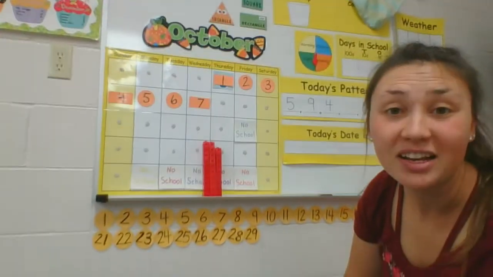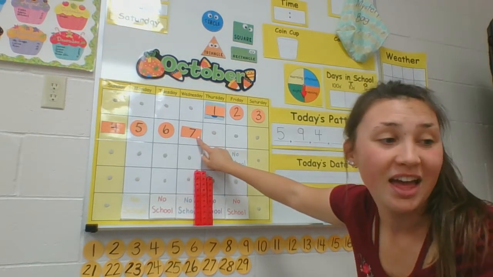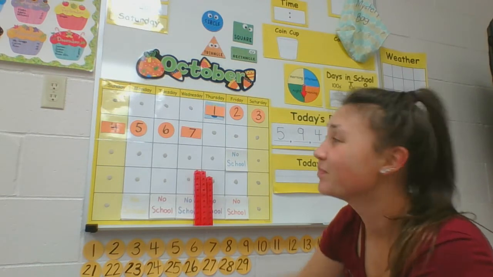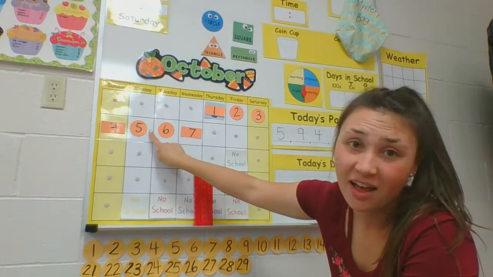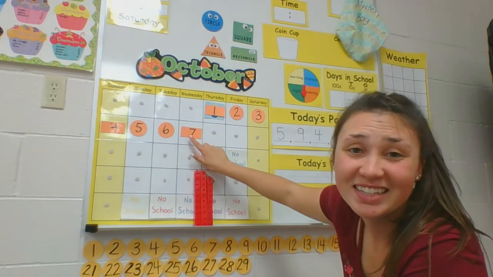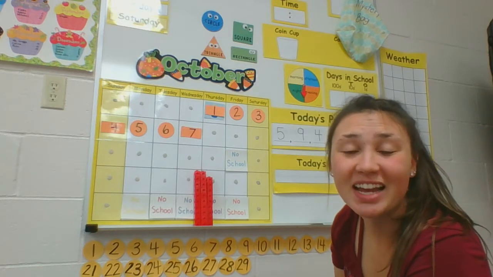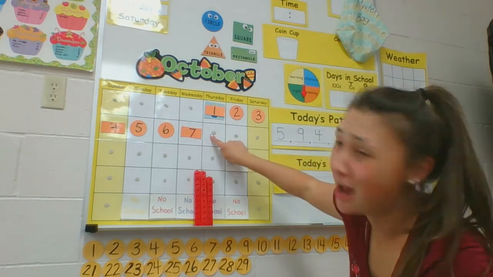Yesterday was this day, the 7th. Let's count it out. Ready? 1, 2, 3, 4, 5, 6, 7, 8. Today is October 8th. Very good. Thursday the 8th.